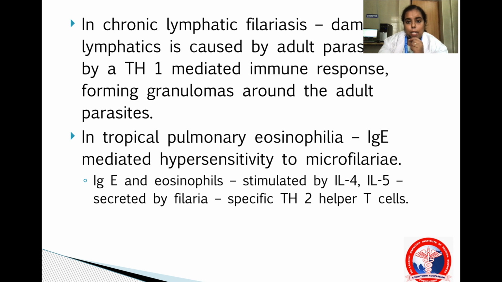In chronic lymphatic filariasis, damage to the lymphatics is caused by the adult parasite and by a Th1 mediated immune response that forms granulomas around the adult parasite. In tropical pulmonary eosinophilia, IgE mediated hypersensitivity to microfilaria occurs. So here the IgE and eosinophils are stimulated by interleukin 4 and 5 which are secreted by the filaria.